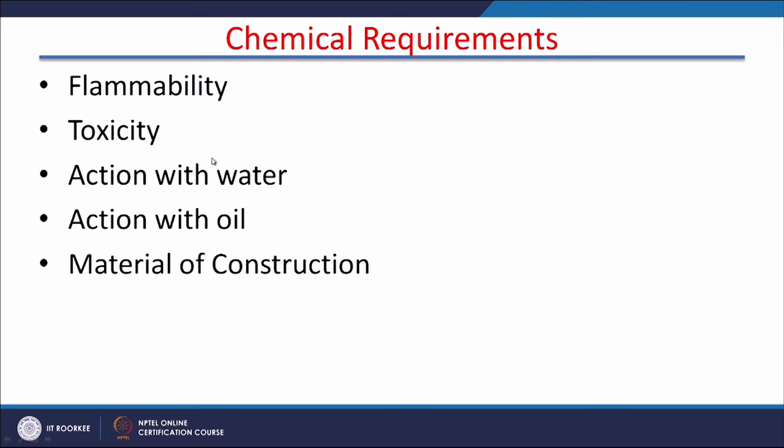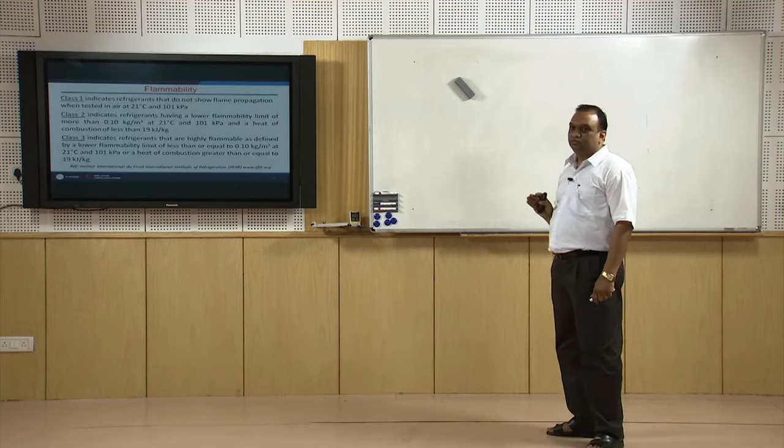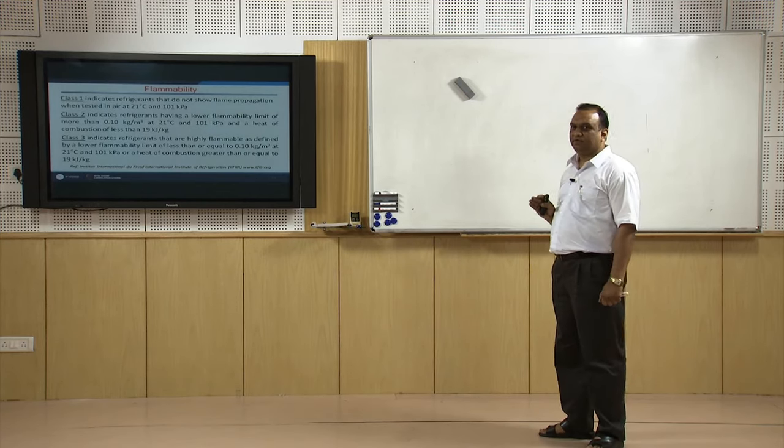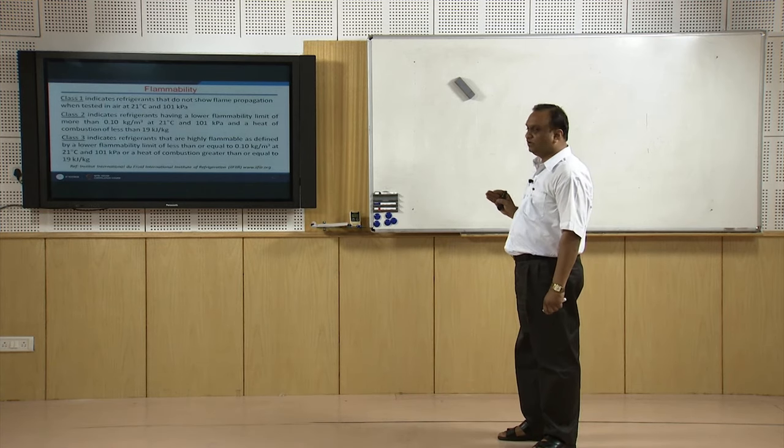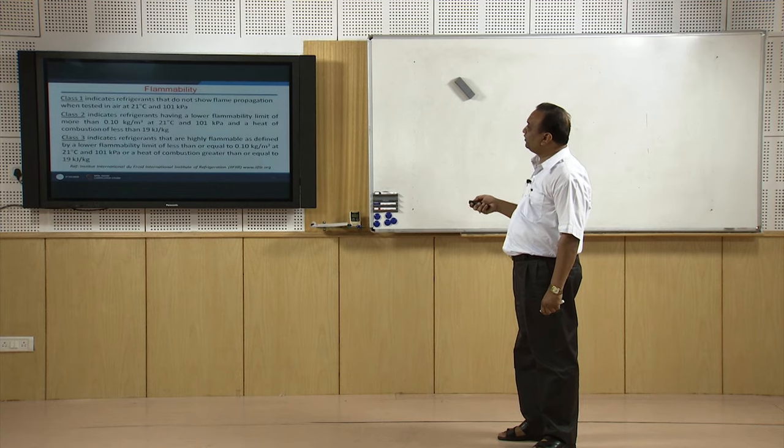It should not act with water, should not act with oil, it should not act with material of construction. Every substance is flammable to a certain extent. Saying that a particular refrigerant is totally non-flammable is not justified. So, there are classes of flammability: class 1, class 2 and class 3.